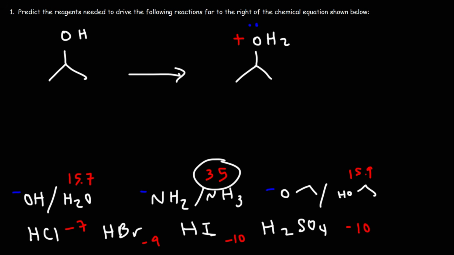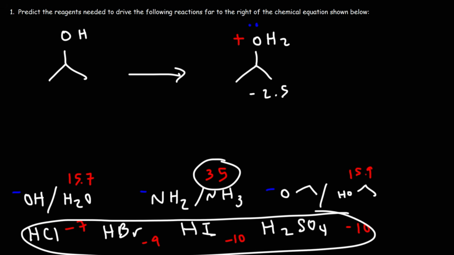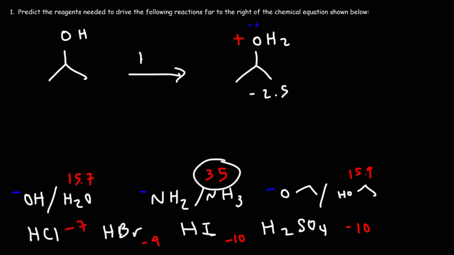Now, in order to determine which acid we need to use, we need to compare the pKa of the acid with the pKa of the conjugate acid. The pKa of a protonated alcohol is between -2 and -3. So for this one, it's like -2.5. So we need to choose an acid with a pKa that is at least 2 units lower than -2.5. And any one of these strong acids will do. So we could simply use hydrochloric acid.